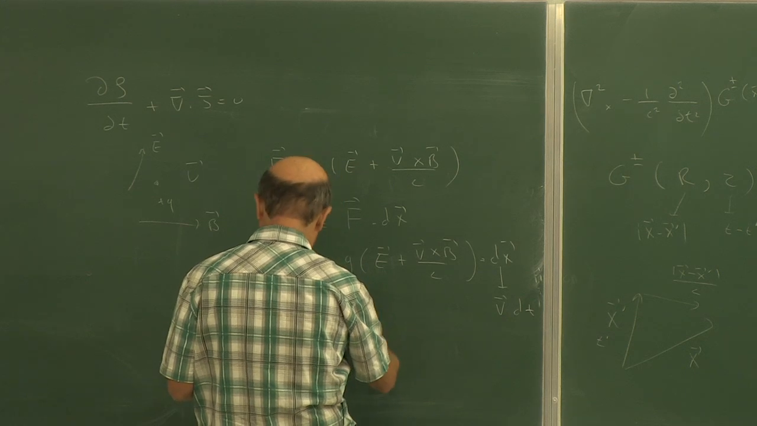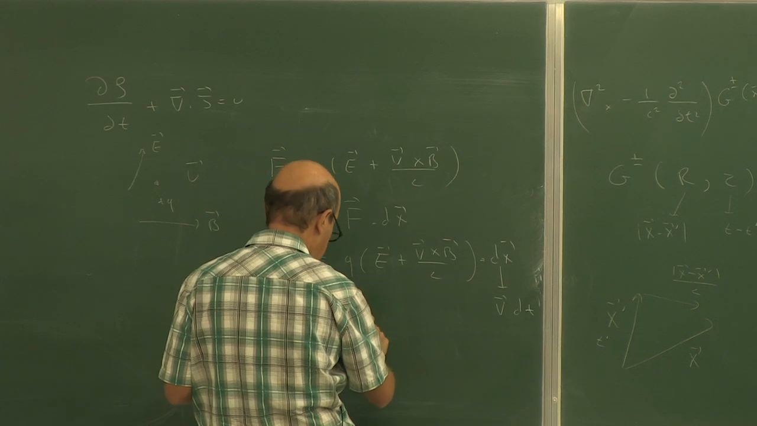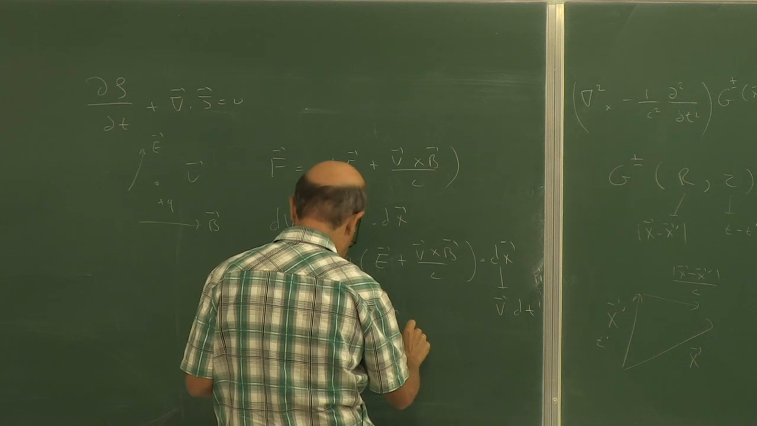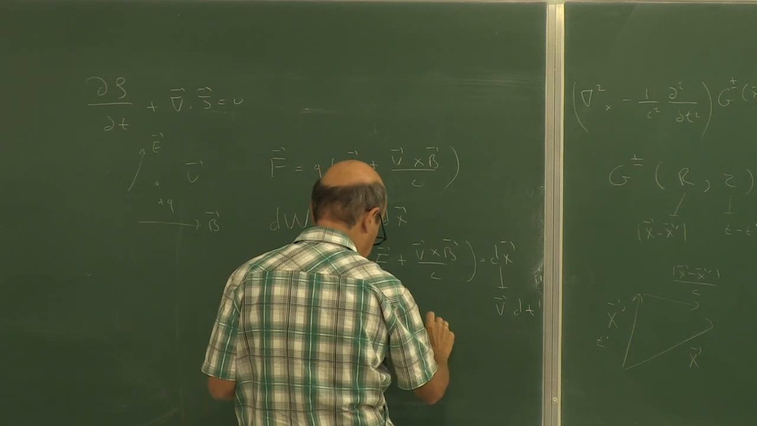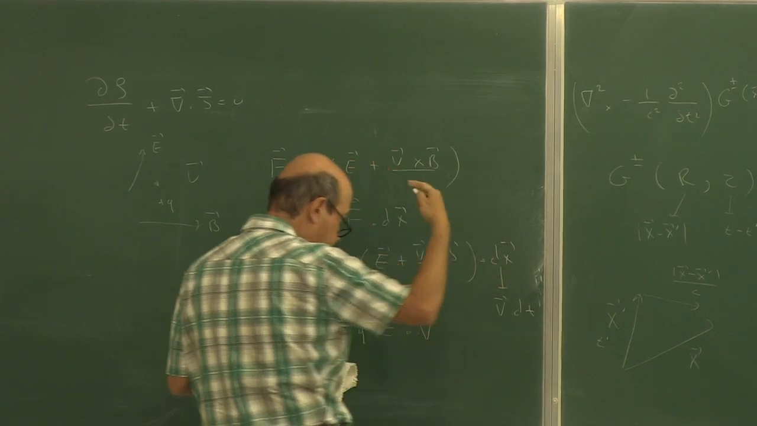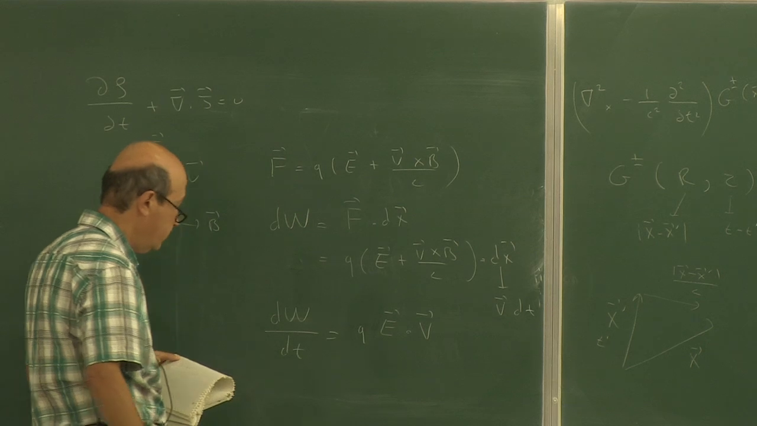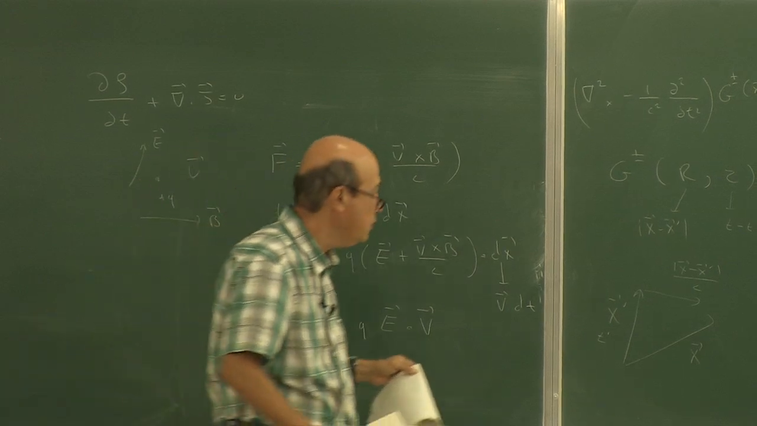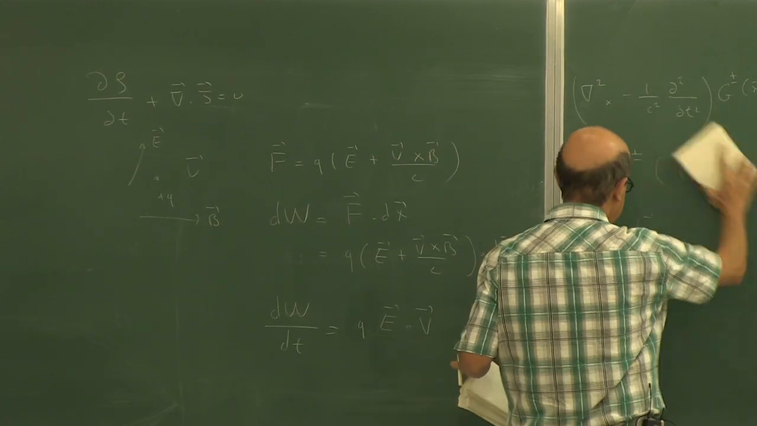Or you will find that the power is what? Q E dot V, because V cross B dot V will be 0. So this is for a single particle moving under the external electric and magnetic field.